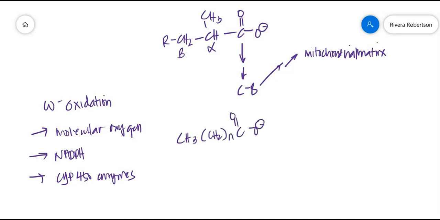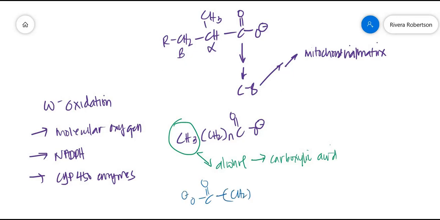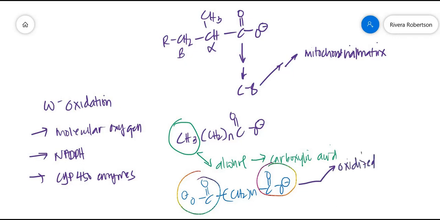ito yung gamma end, it is oxidized first into alcohol and then into carboxylic acid. So, in effect, yung final product mo ay dicarboxylic acid. So, you have this and then another carboxylic acid. So, kaya dicarboxylic acid. Ngayon, dalawa yung fate niyan ng dicarboxylic acid na yan. It can be further oxidized, yung beta oxidation, para maging siyang energy, or it can be released in the urine.